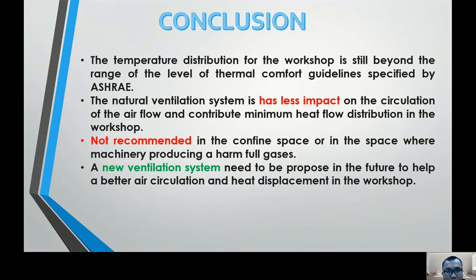The conclusion shows that the temperature distribution for the workshop is still beyond the range of the thermal comfort guidelines specified by ASHRAE, CIBSE, and JBPKK. The natural ventilation system has less impact on the circulation of heat flow and the heat distribution in the workshop. So it is not recommended in confined spaces or in spaces where machinery produces harmful gases. So I propose that a new ventilation system be proposed in the future to help with better air circulation and heat displacement in the workshop.